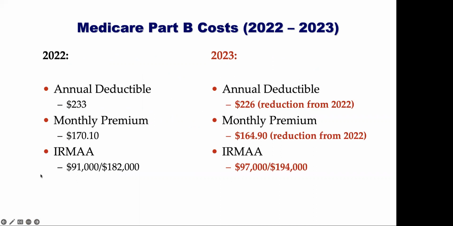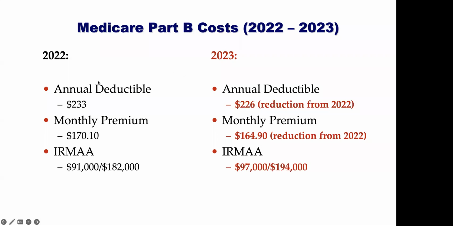On the left side of this slide, for 2022, we see that the monthly premium is $170.10. And the annual deductible that you first have to meet before your 20% coinsurance starts is $233. I'll get to this last category shortly. In 2023, your monthly premium is going down. It's going down from $170.10 to $164.90. And when the premium goes down, the deductible goes down. So the deductible is also going to go down $7 to $226.